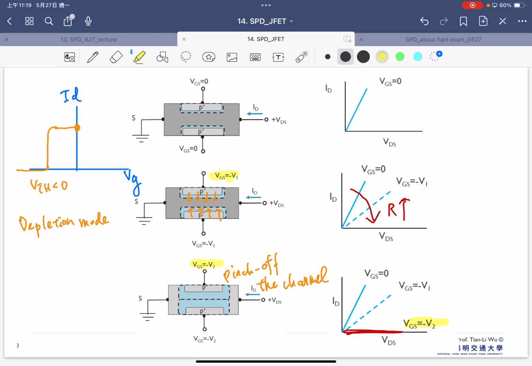So in the end, the concept for operating this device is very simple. Just use the advantage of this PN junction. Once we give the negative bias, that means we start to extend the depletion region. After the depletion region is wide enough, then your channel is pinched off, then we won't have the current.